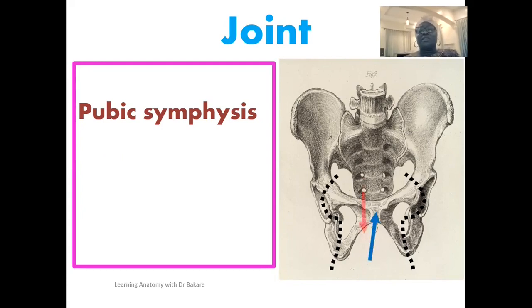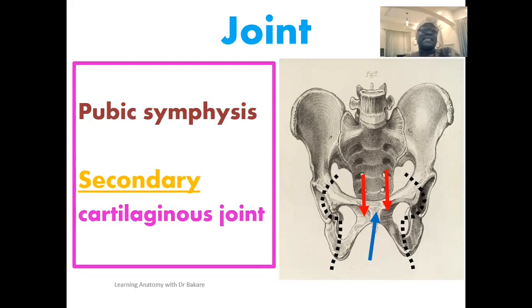So you have the body of the pubic bone on this side arrowed in red, and of course on the other side also arrowed in red. And you see these two bodies coming together at this point to unite to form a joint. And this is what is referred to as the pubic symphysis. The pubic symphysis is a cartilaginous joint, but it is specifically classified as a secondary cartilaginous joint. So this is the joint that is also seen in the anterior wall of the pelvic cavity.